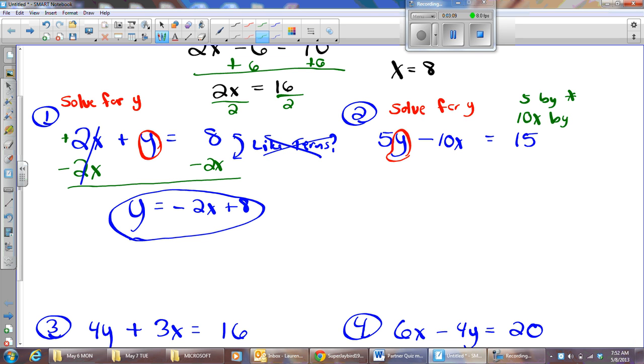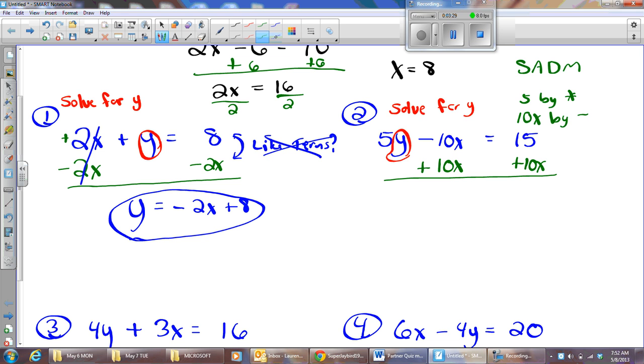by subtraction. And according to Saddam, I need to get rid of subtraction and addition before I get rid of division and multiplication. So I'm going to get rid of this 10x. How am I going to get rid of it? Well, it's a negative 10x. Inverse operation would be to add 10x. I'm going to add 10x over here.